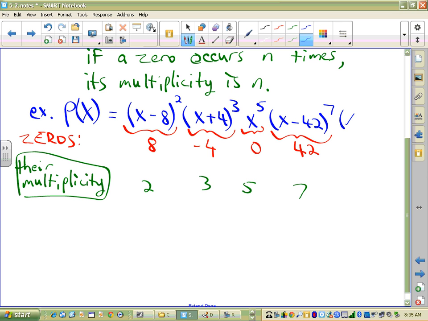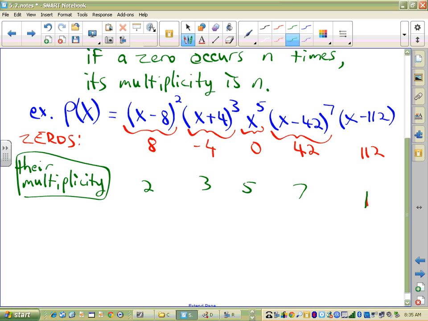What if we had an x minus 11/2 then? The other 0 would be 11/2. And what's its multiplicity? Just 1. Just 1. Are there any questions about that idea of multiplicity? Pretty easy idea, huh? Question.